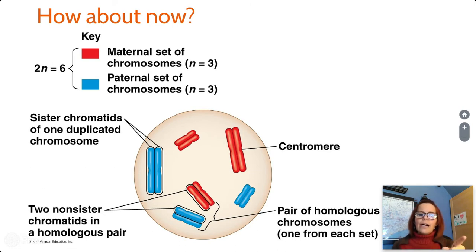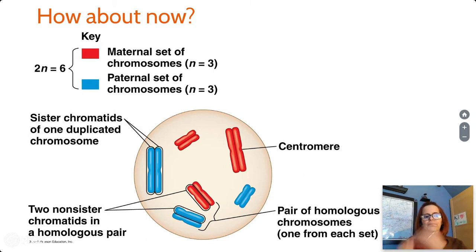Notice at the very top where it says, how about now? And it says 2n equals 6. So that means the diploid number is 6. If we look in this cell, we see that there are 6 chromosomes. 3 of them came from mom, 3 of them came from dad. That means the haploid number is 3. So when this cell eventually divides to form a sex cell, the sex cell will have 3 of these 6 chromosomes in it.